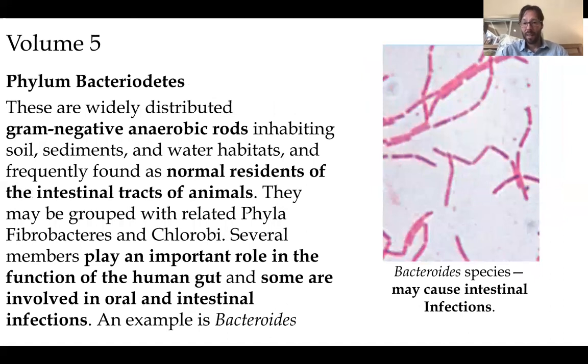Bacteroidetes, again, that is a very common gut microbe that is not particularly bad. It can be a normal resident. They're gram-negative anaerobic rods. So if you look at this picture here, what do you think this is? It's bacillus. What would we call that, though, based on the arrangement?